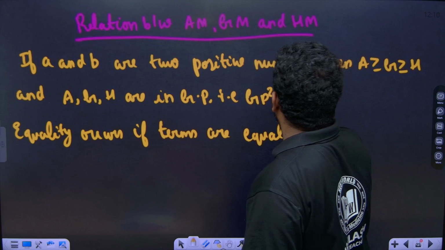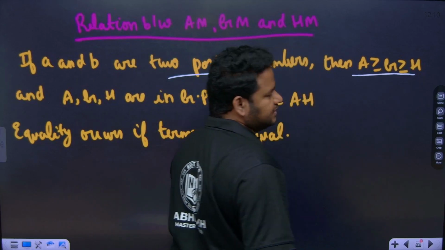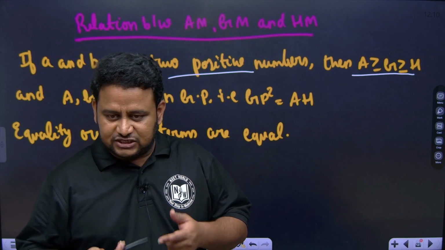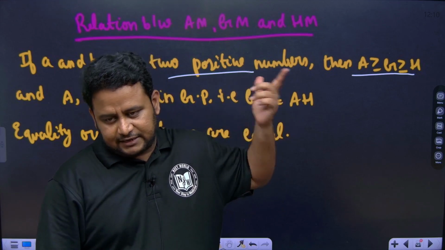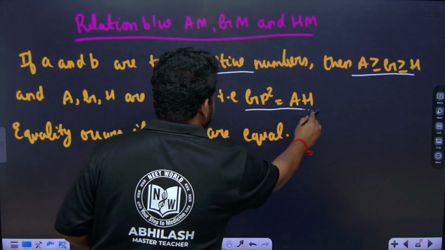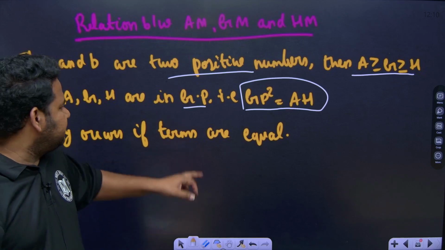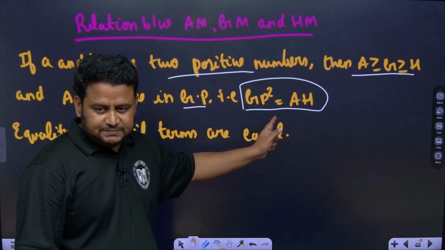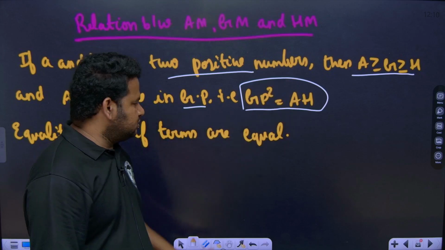Okay, relation between AM, GM and HM. If A and B are 2 positive numbers, then A is greater than G is greater than H. That is, AM will be greater than GM, GM will be greater than HM. So the least will be harmonic mean, GM will be in the middle, and arithmetic mean will be greatest. Now, if AM, GM and HM are in geometric progression, then G square is equal to AH. This is also very important, you have to remember. G square is equal to AH, or G is equal to square root of AH.